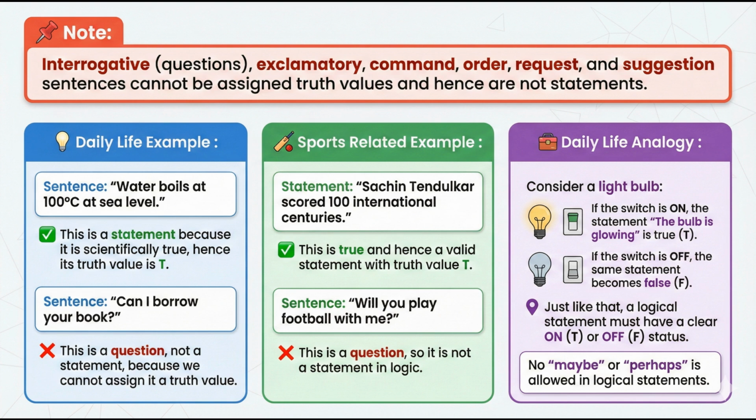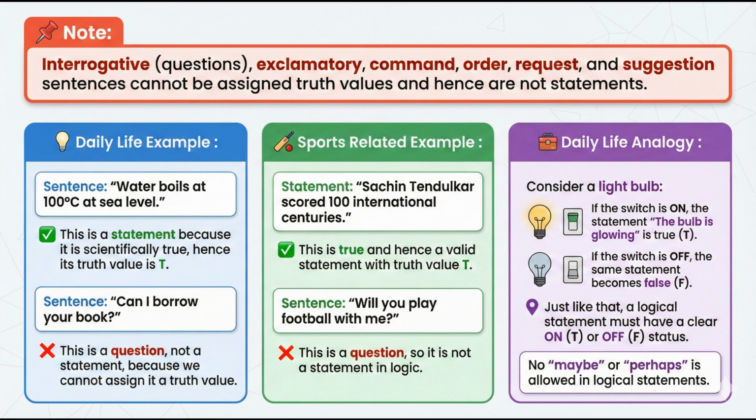Sentence: Can I borrow your book? This is a question, so it is not a statement. Sports-related example statement: Sachin Tendulkar scored 100 international centuries. This sentence is true, so it's a valid statement and the truth value is T. Sentence: Will you play football with me? This is a question. Therefore, it is not a statement in logic.